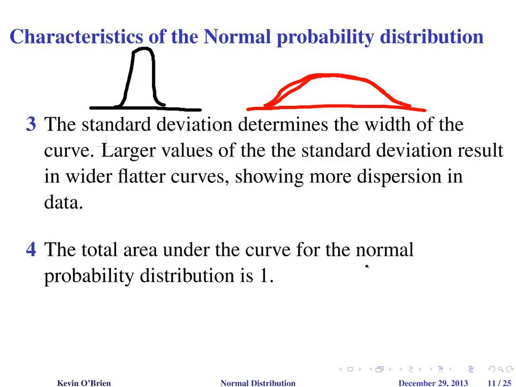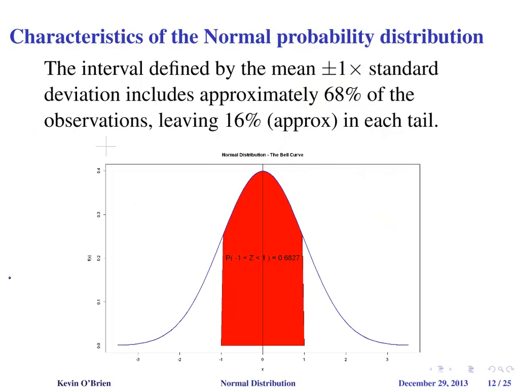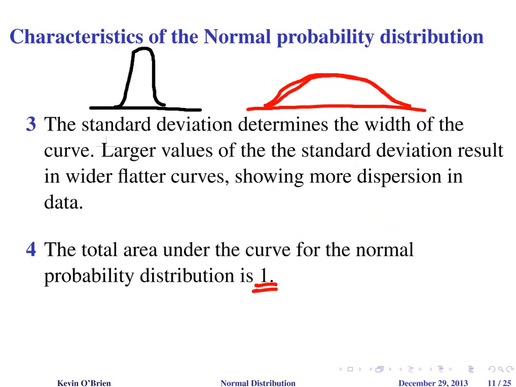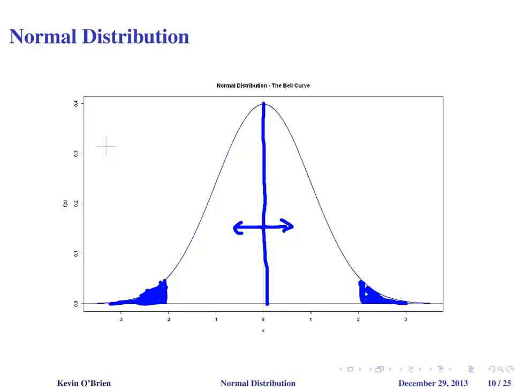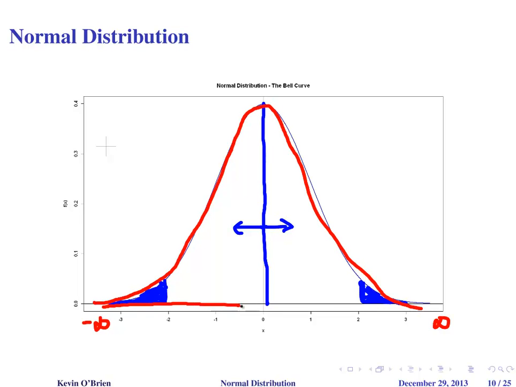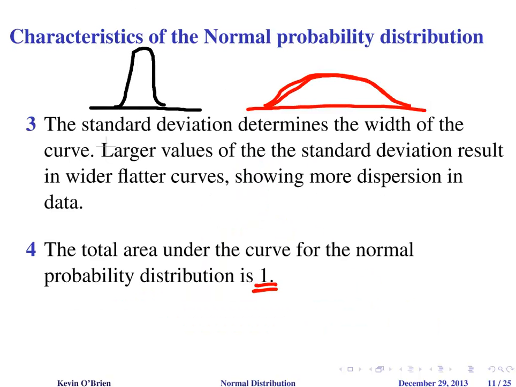The total area under the curve for the normal probability distribution is 1. That's also an important matter. The total area under this curve from minus infinity to infinity is considered to be 1. It's why you're able to represent probability with curves: the enclosed area has to be equal to 1. Okay, let's move on from that.